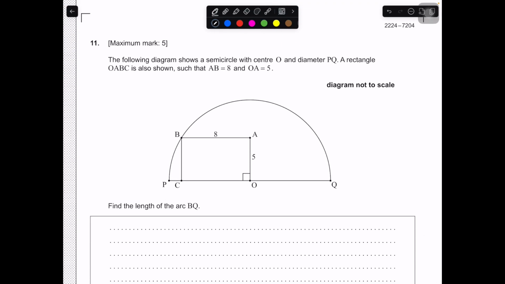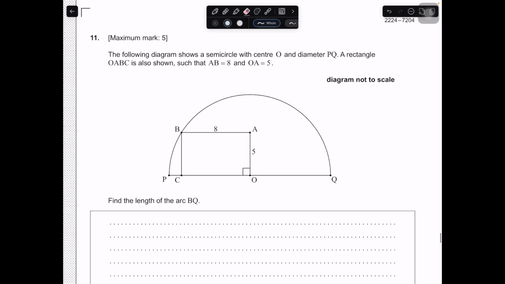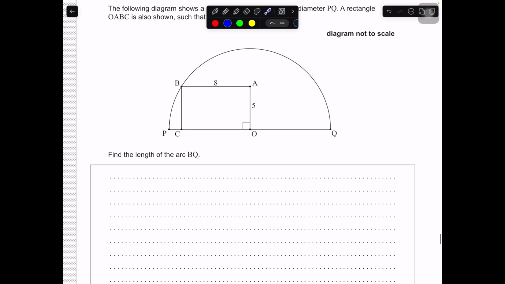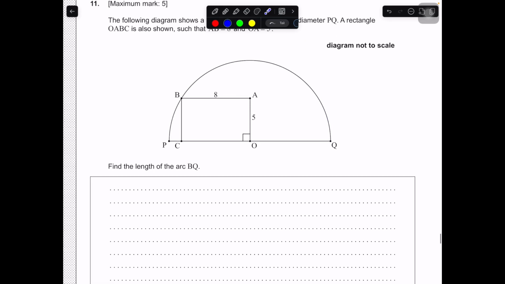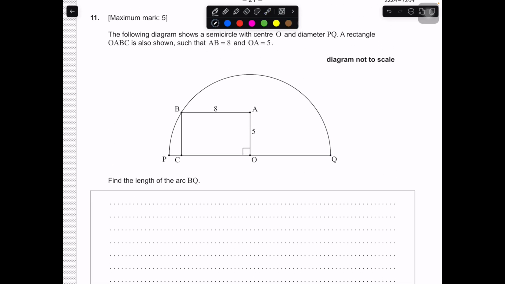Okay, question 11. The following diagram shows a semicircle with center O and a diameter PQ. So center O, diameter PQ. A rectangle OABC is also shown such that AB is equal to 8 and OA is equal to 5. Find the length of the arc BQ. Alright, so I actually like this question quite a bit. What are they asking us to solve? They're asking us to solve the length of this arc from B all the way to Q.